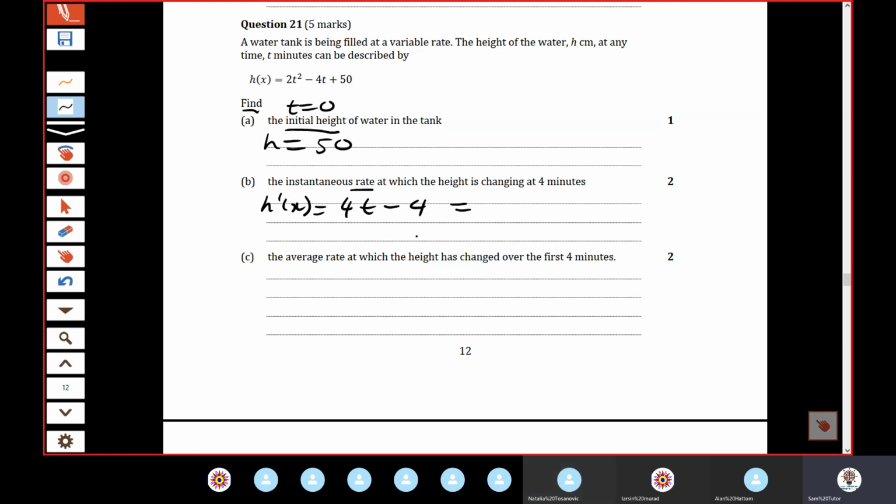Which equals to 4t minus 4, doesn't change, but it says at 4 minutes. So h dash of 4 is 4 times 4, take away 4, is 12. The rate at which the height is changing is 12. 12 centimeters per minute, technically. You don't need to write the centimeters per minute, but it's good to understand what's happening.